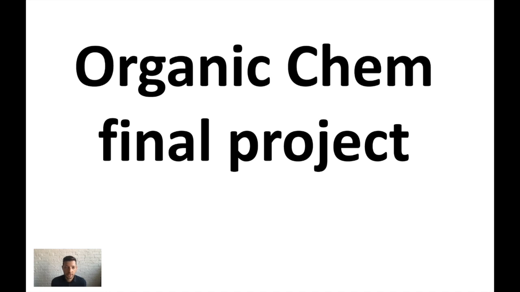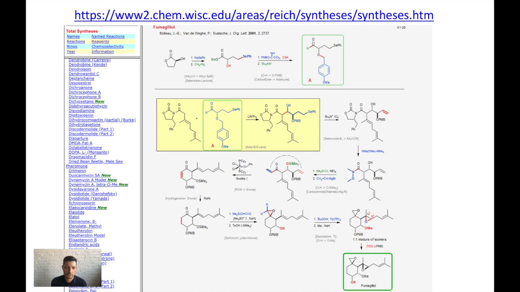I just want to run through some things about the final project for this semester. This is a synthesis project that involves visiting this website. This is from the University of Wisconsin's chemistry department. It's a fantastic archive of all sorts of total syntheses that have been done, and the idea is for you to pick a molecule that's been synthesized and try to navigate the synthesis and see if you can translate some of the reactions. Not all of them, but let's say at least 5 of the transformations that you see.